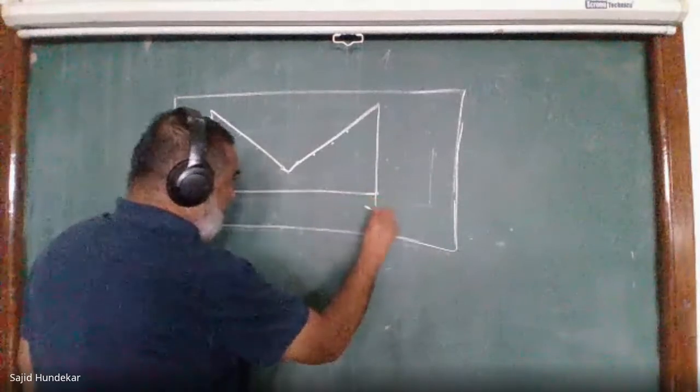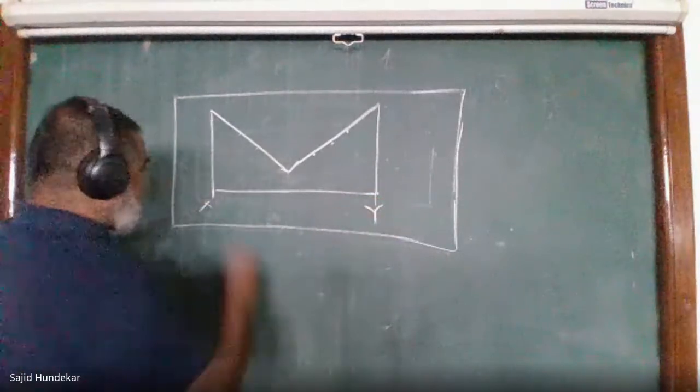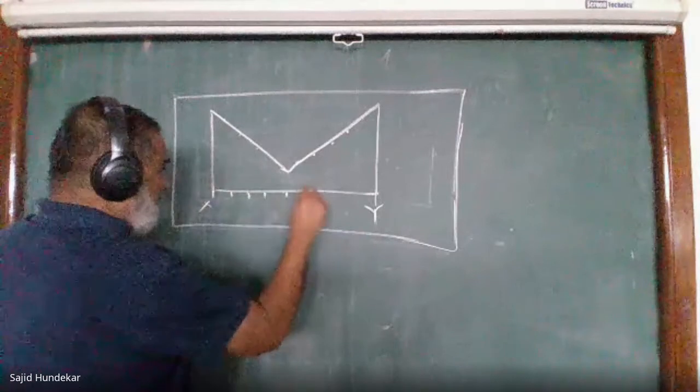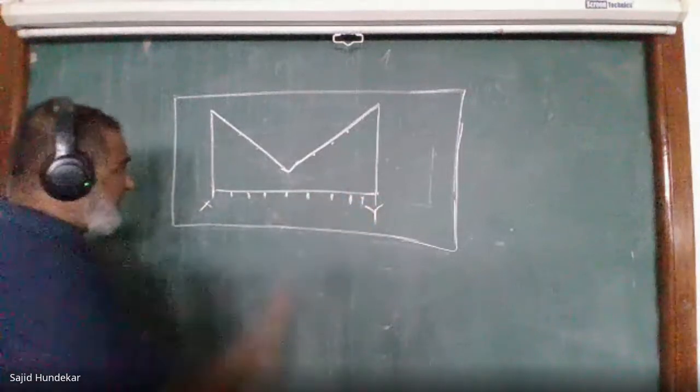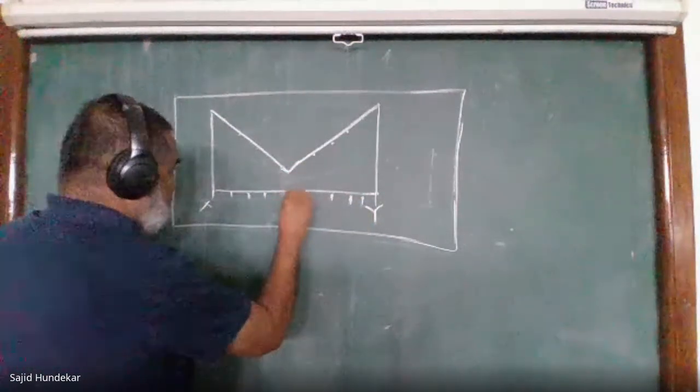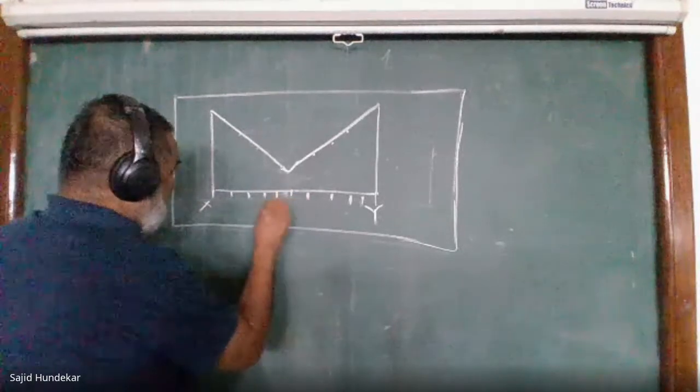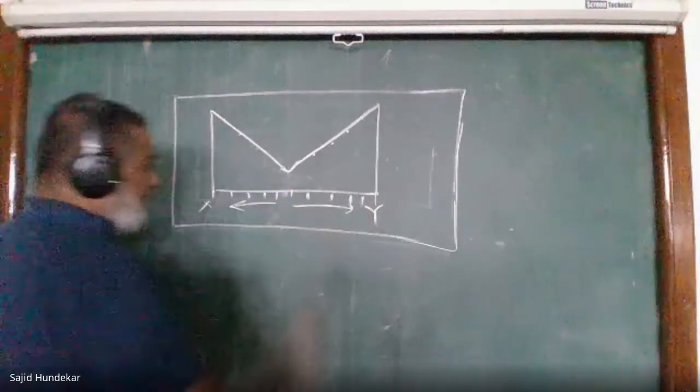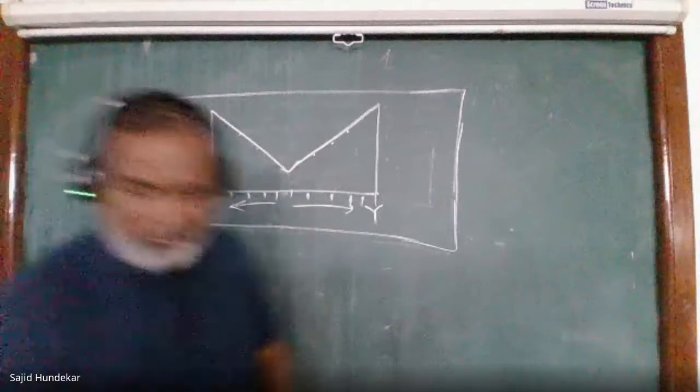Everything you have to write down properly. X should be on the left hand side, Y should be on the right hand side, and whatever contours are there, you have to mark all the contours. For example, here in the center 2 equal points are there, and from there this is the increasing one.